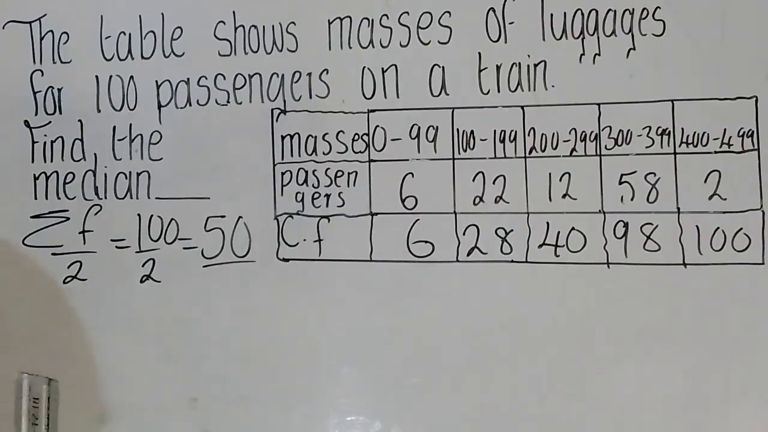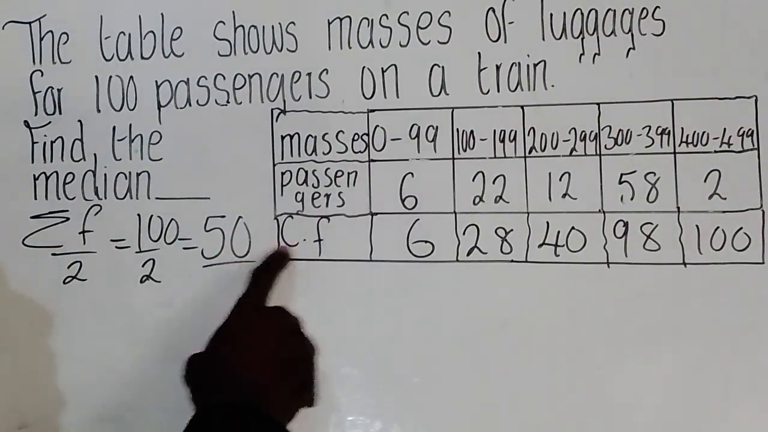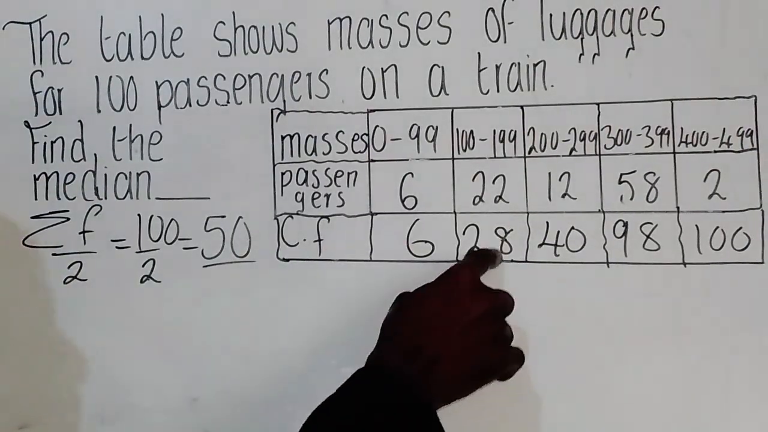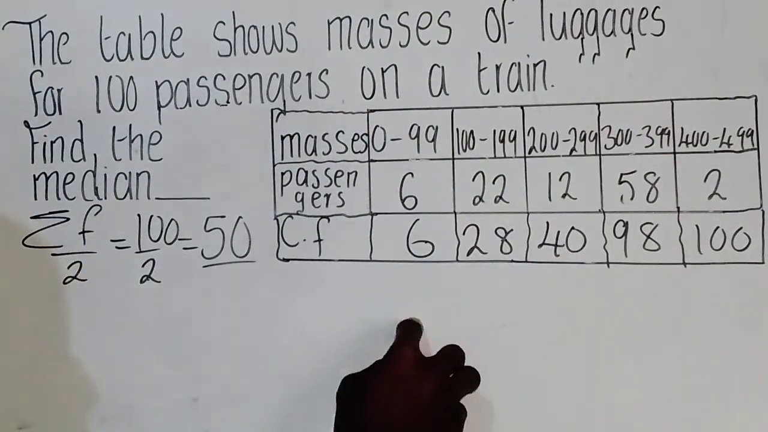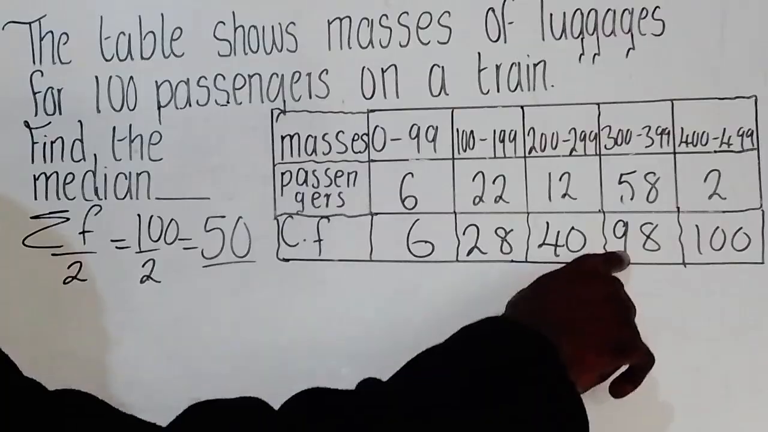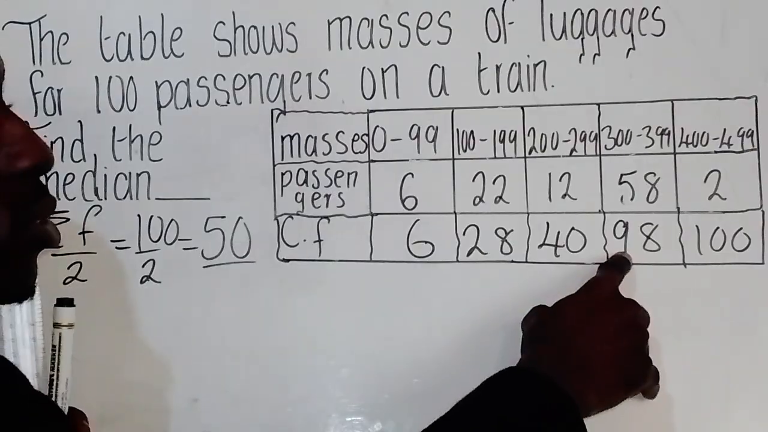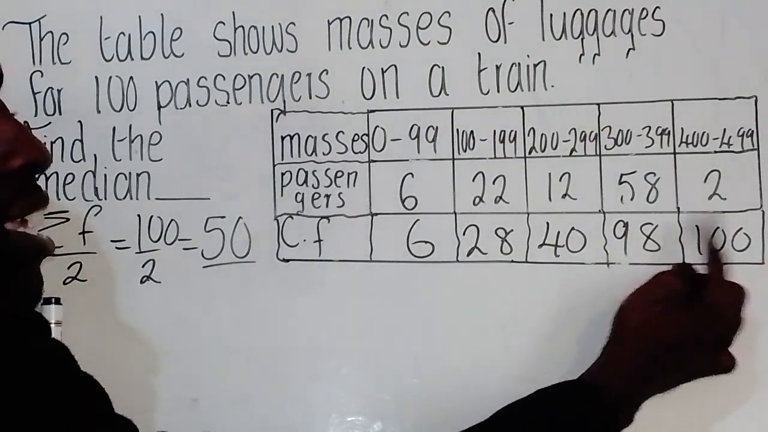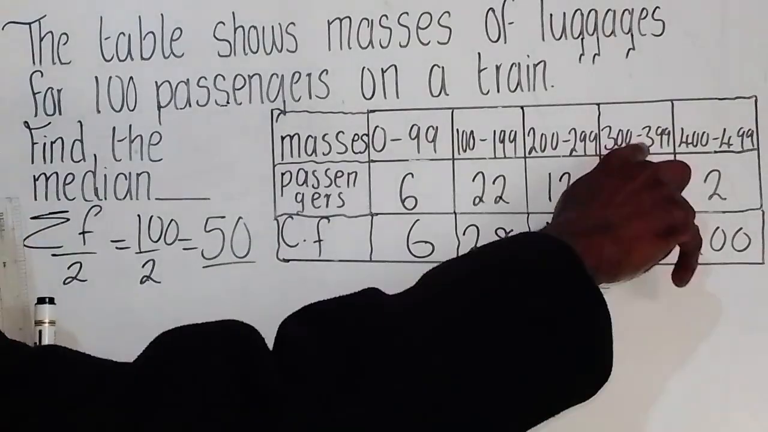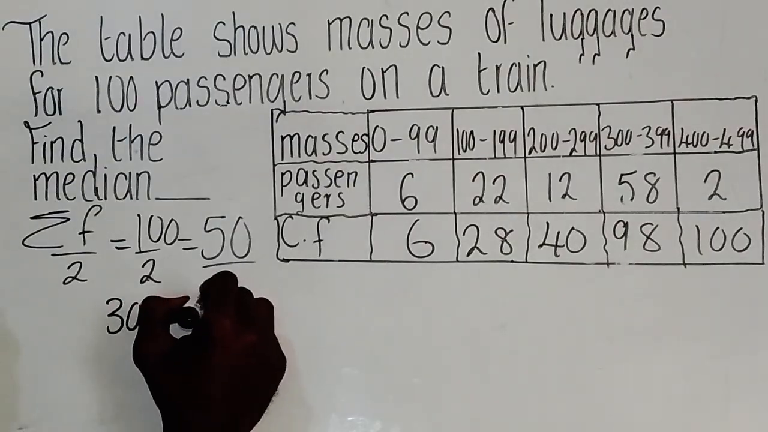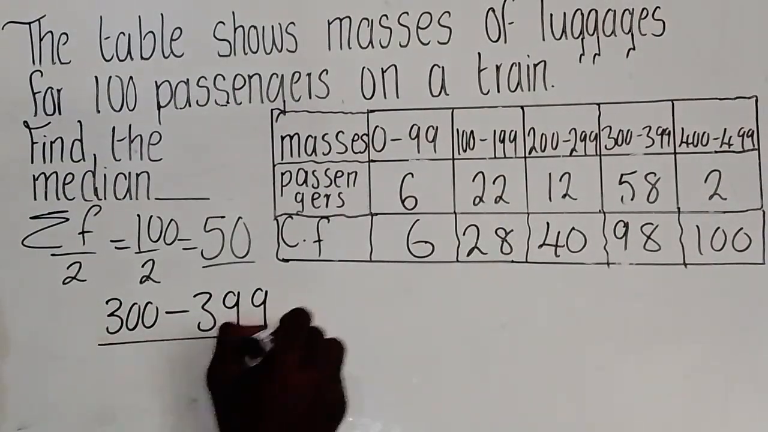Now what you do with the 50, you go to the nearest value where 50 is found in the cumulative frequency. So if you check, this is below 50, this is below 50, this is below 50, but this number is above 50. Now remember what median is here. Median, it is a class interval. So this number is above 50, it is corresponding to which class interval? This one. So meaning the median here will be 300 to 399, which is the answer.